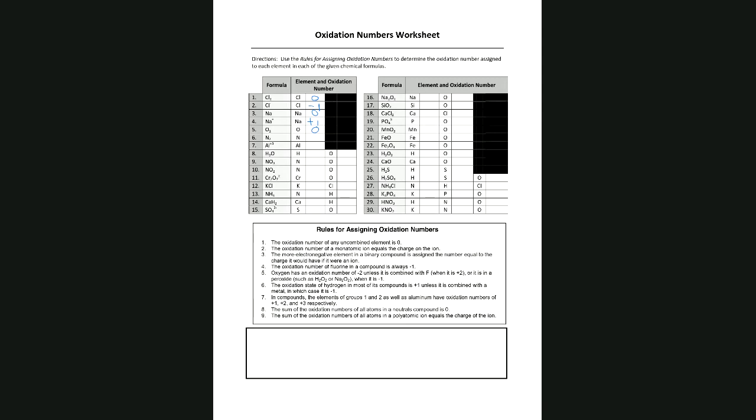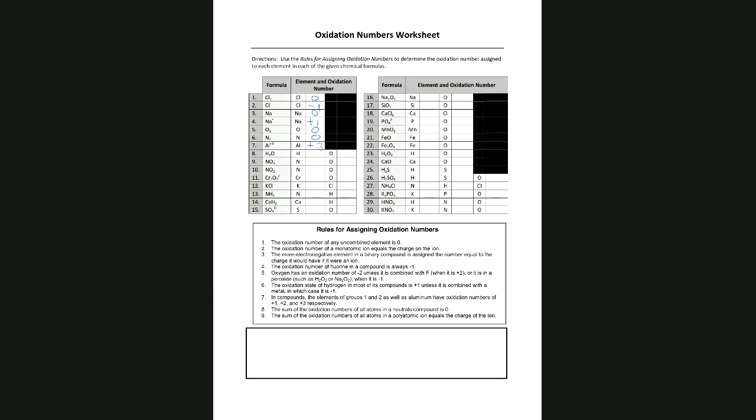Anyway, N2. So N2, just like O2, is in its elemental form, so its oxidation number is going to be 0. Now we're to the aluminum cation, Al3 plus. Lily, what do you think the oxidation number is going to be for Al3 plus? I think it's +3, the same as its charge. That would be correct. Woohoo!